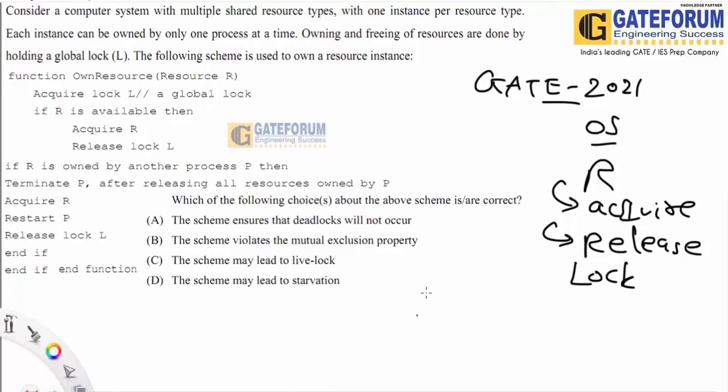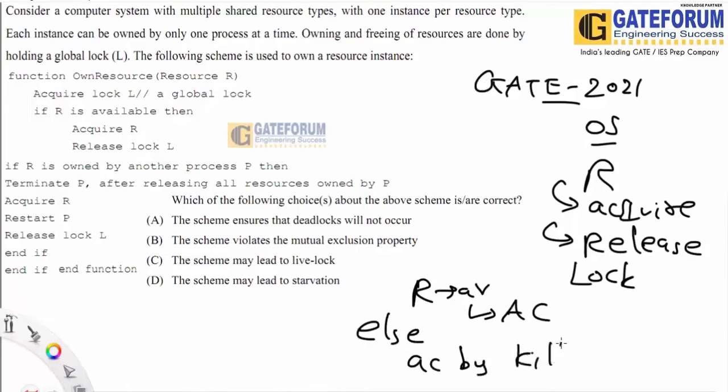So the concept is: if R is available, we directly acquire it. Else, we acquire it by killing P, which is holding R. That is the process we are following here. Here we need to say which of these outputs of this particular scheme is correct. The first: the scheme ensures that deadlock will never occur.